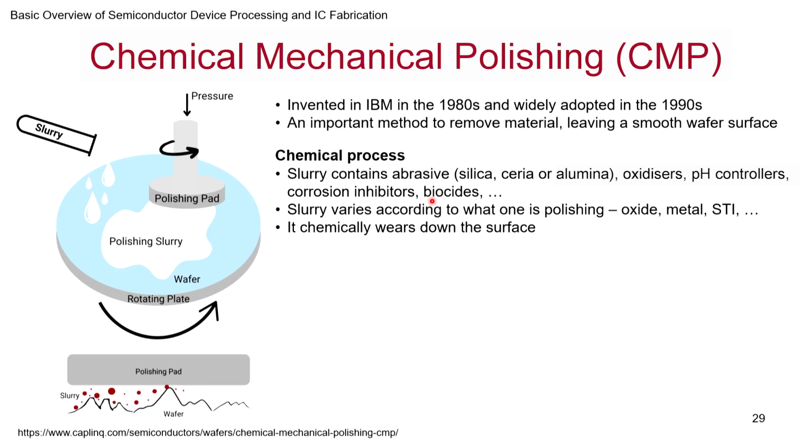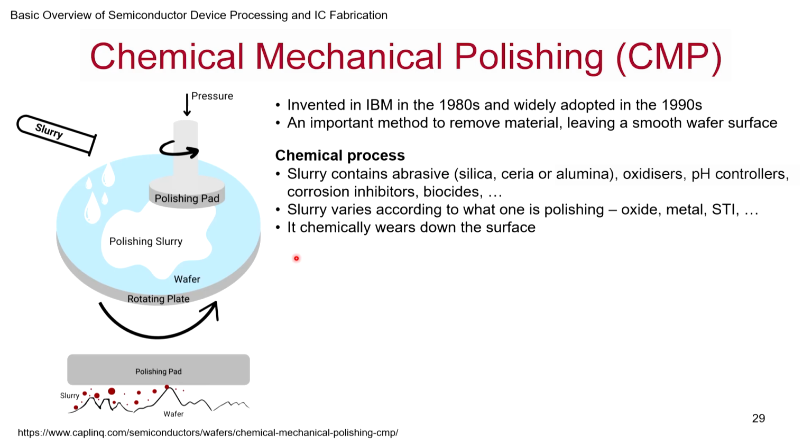Then you also have to, interestingly, use biocides, again, because you want to keep bacteria away. Bacteria, I don't know, it finds its way to grow everywhere, I guess. So you want to keep it away. So the slurry will usually contain that. The slurry varies according to what one is polishing: oxides, metals, or STI.